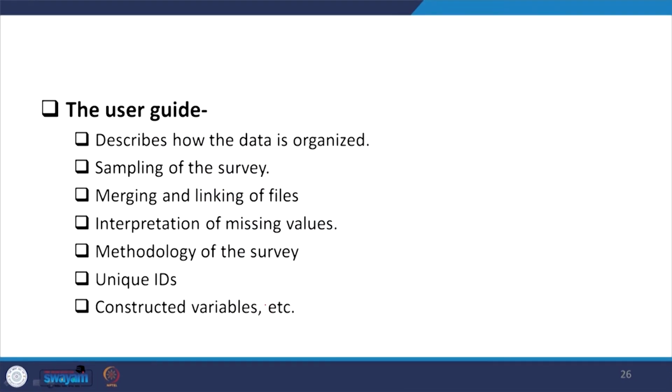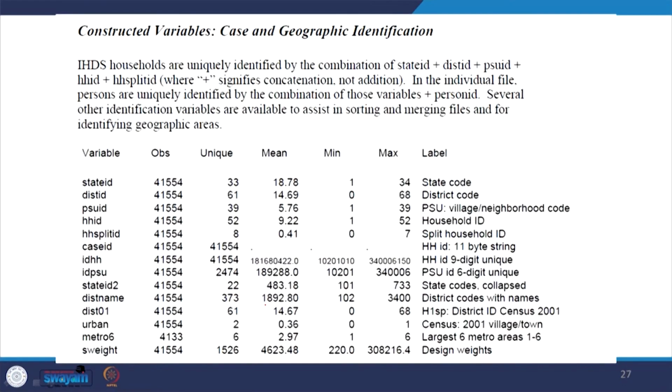So far as the user guide is concerned, it describes how the data is organized, the sampling of the survey, merging and linking of files, interpretation of missing values, methodology of the survey, unique IDs, constructed variables, etc. These are all given as part of the user guide.